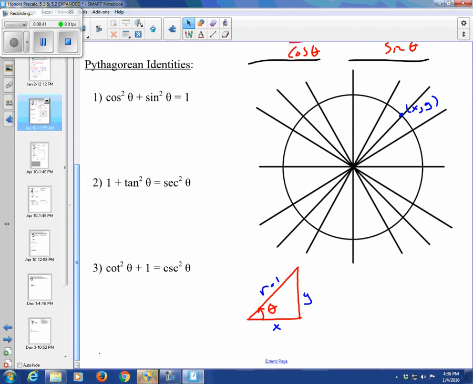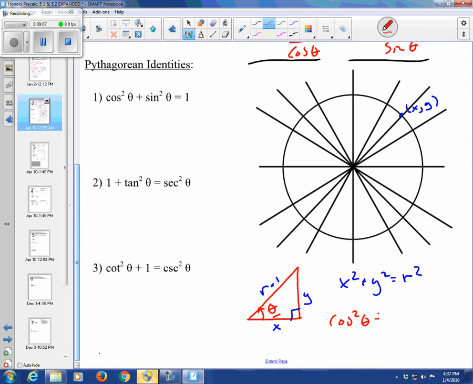Now, if I were to apply the Pythagorean theorem, I could say here that for my reference triangle, which is a right triangle, I have x squared plus y squared equals r squared. Well, right here we know on the unit circle that the x values are cosine of theta. So right here we could substitute in for x cosine and get cosine squared theta.